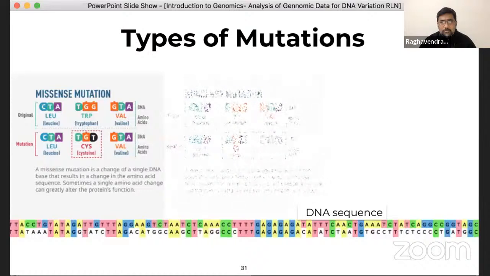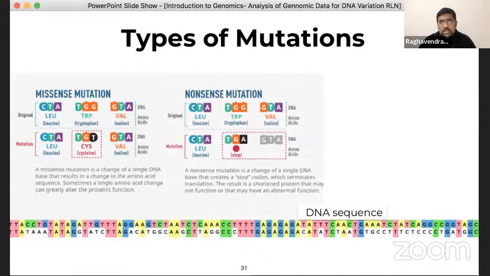A nonsense mutation, however, changes one DNA base pair in a way that prematurely causes the cell to stop building the protein, or it introduces a stop codon in the DNA sequence that prematurely stops the length of the protein that is being synthesized. And this type of mutation results in a shortened protein which might not function properly at all.